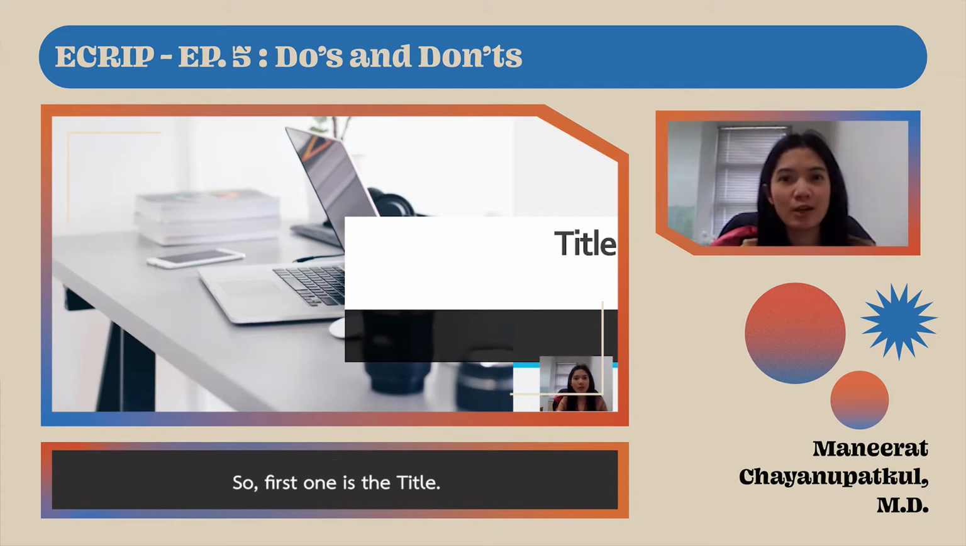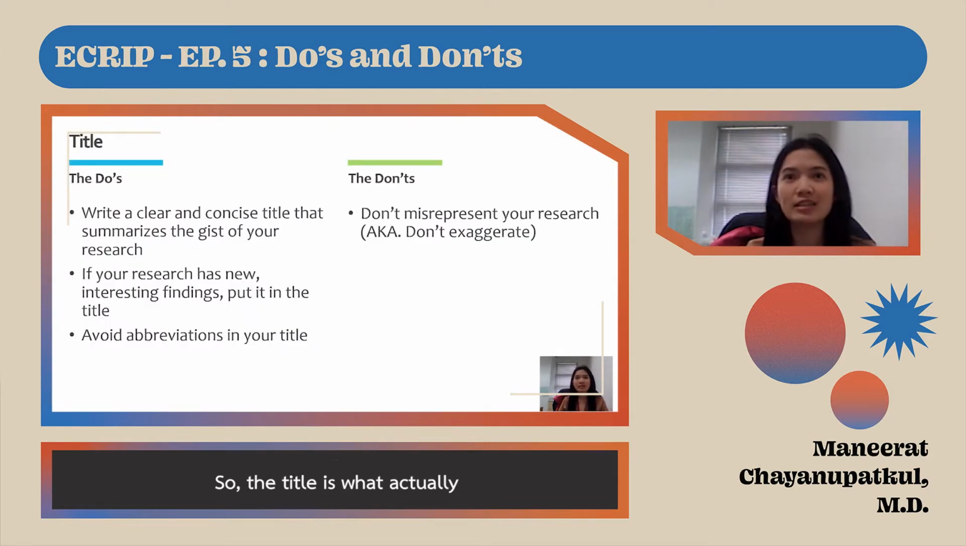So first one is the title. The title is what actually catches everybody's eyes, the reviewers, the readers. So you want to put in anything that will catch the attention of reviewers and readers. What you should do about the title is write a clear and concise title that summarizes the gist of your research. You don't write 100-word titles, because people's attention will stop at about 10 words already. So summarize your research in a very concise way in your title.